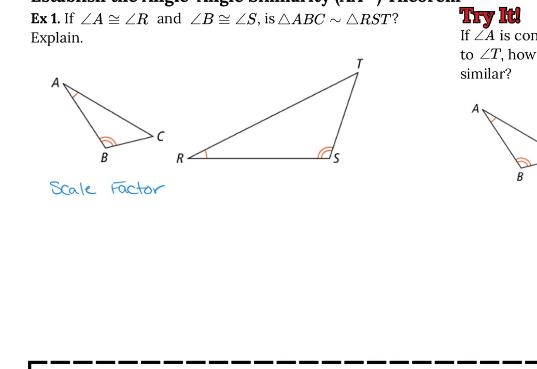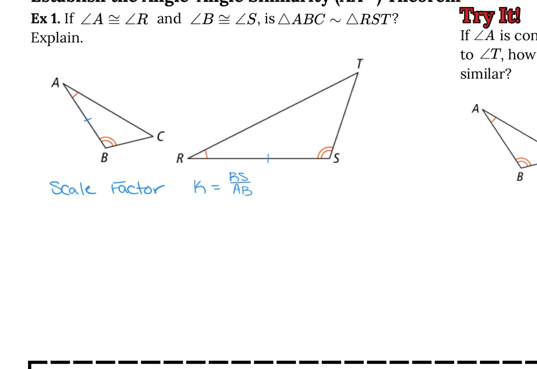And to find our scale factor, which we will name K, we're going to take side RS and divide it by AB to show that those two sides are similar. Okay, that will give us our scale factor.